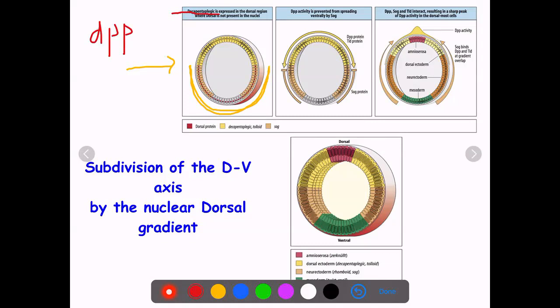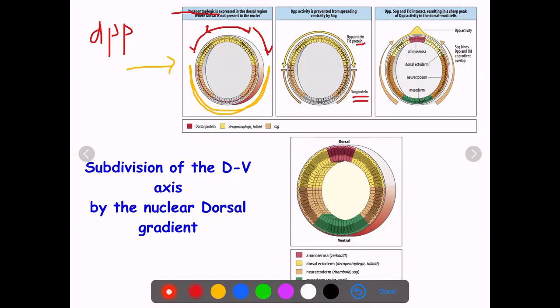DPP will be expressed on the dorsal region. So here's the DPP area, and DPP will be distributed around this dorsal hemisphere. So DPP and Tolloid protein will be on this dorsal hemisphere at the same time. And I think there is some other protein, SOG, okay? And SOG is laterally expressed.